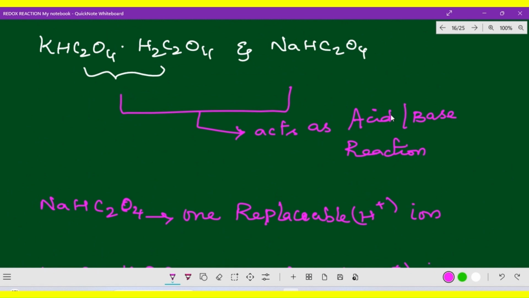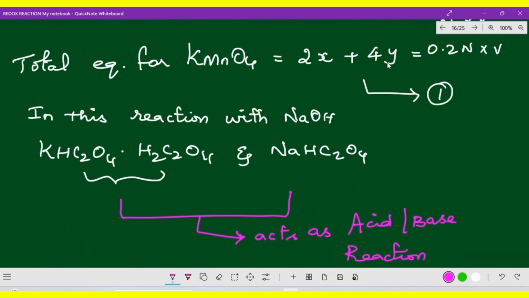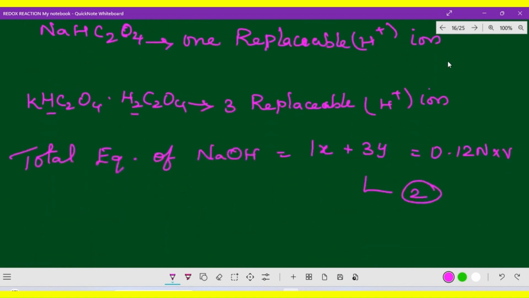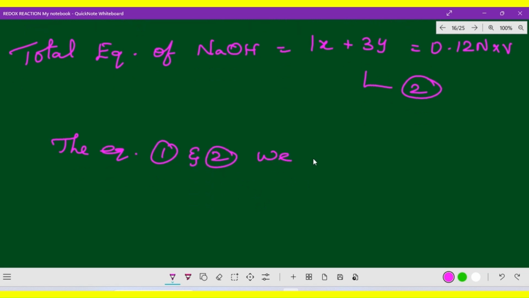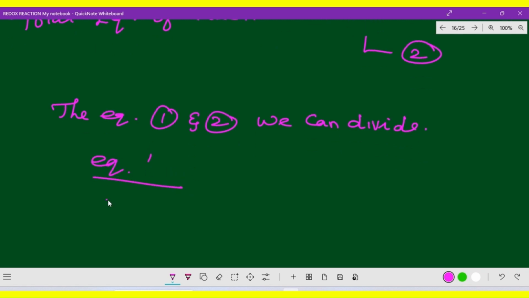So this is equation 1, that is 2x plus 4y equal to 0.2 N into V. And the same way equation 2, 1x plus 3y equal to 0.12 N into V. So we are going to compare the equivalent of potassium permanganate and equivalent of sodium hydroxide. So the equation 1 and 2, we can divide equation 1 by equation 2.